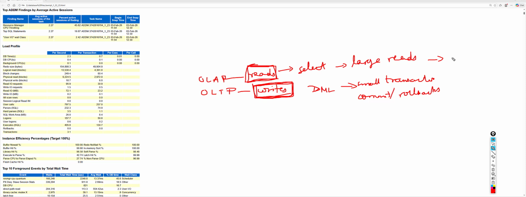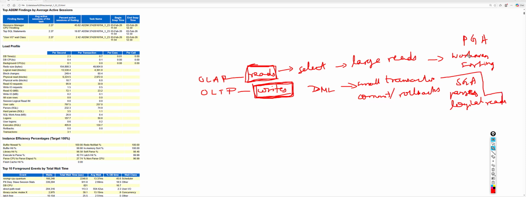Here a lot of work areas will be used. Work area means sorting. You can take PGA memory will be used. Here a lot of SGA will be used. Here a lot of short transactions, but more number of parses, more number of logical reads in OLTP systems. In OLAP systems, more number of physical reads will be there, less parses.